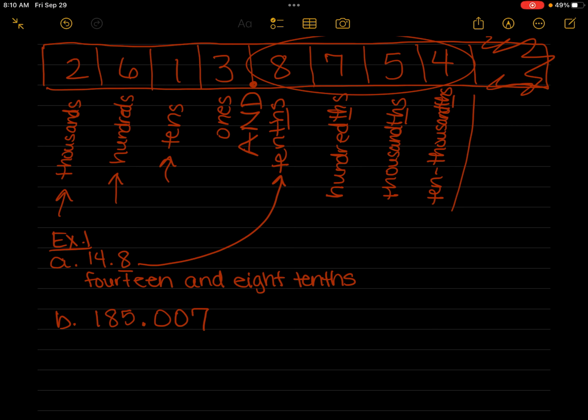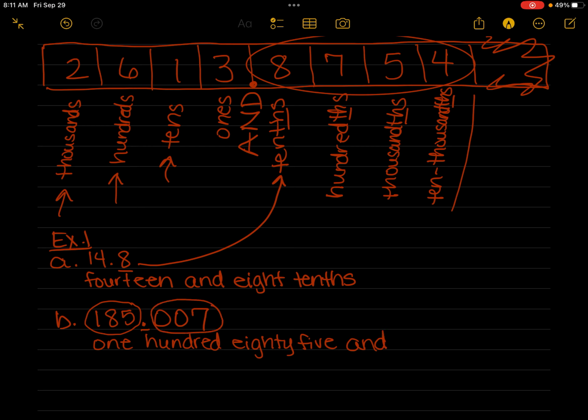So if I look at the part before, so think of this in 2 sections, before the decimal point and after the decimal point. So before the decimal point, I have 185. So that's how I'm going to write it, 185. And then where I have my decimal, I'm going to put "and," and then now I'm going to write this one.